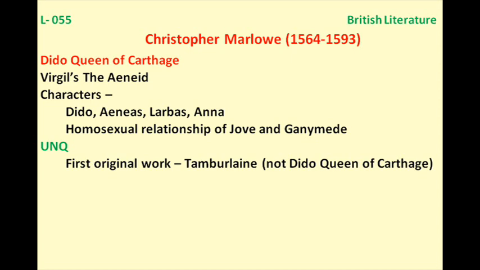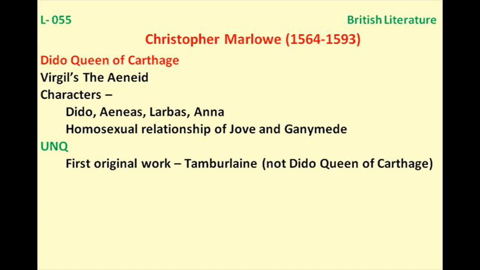And then we have one more character, that is Anna. She is the sister of Dido, and she is in love with Larbas. And when she saw that Larbas committed suicide, then she herself also committed the same, and she dies. So all these characters die in the end. So that is how we see the end of this story, Dido, Queen of Carthage.